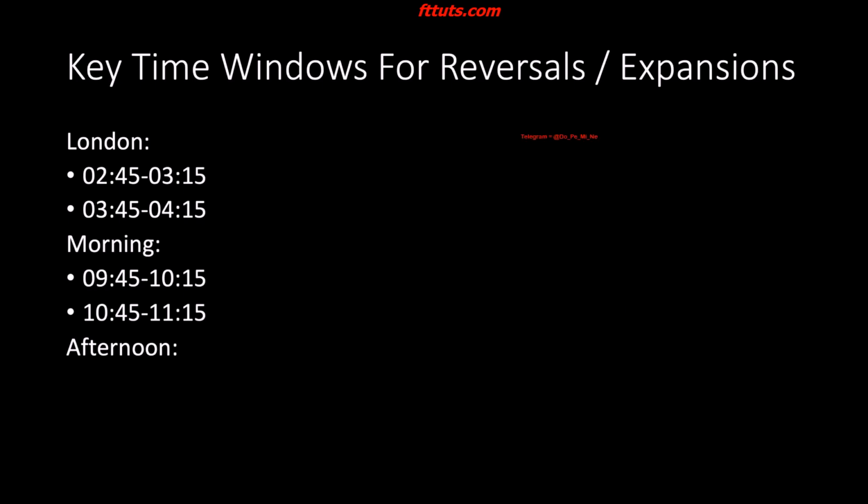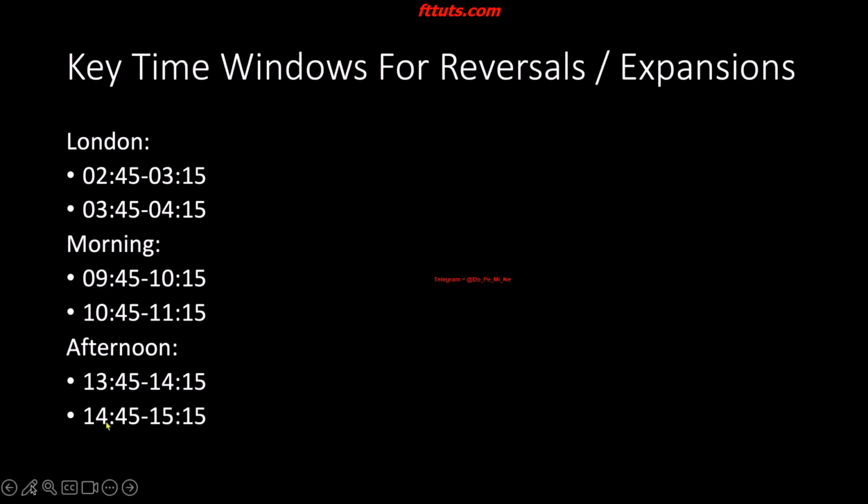For the afternoon session, the first time window is from 1:45 to 2:15 p.m. and the second time window is from 2:45 to 3:15 p.m. What you will often see is that if that first given time window forms a smart money reversal, the market will expand all the way to 2:45, and if it reaches the draw on liquidity by then, it's possible that the daily retracement will form from the second time window for the afternoon session.